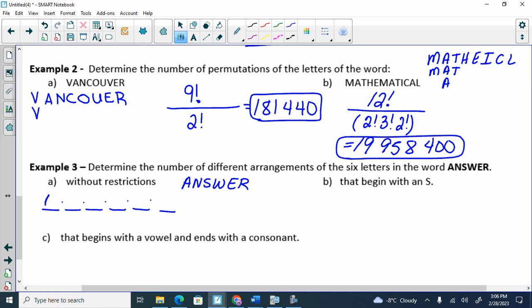I would have 6 letters for this one, box and hold. 5 letters for this one, box and hold. 4, 3, 2, 1, which is 6 factorial, which is 720. Nothing new there.